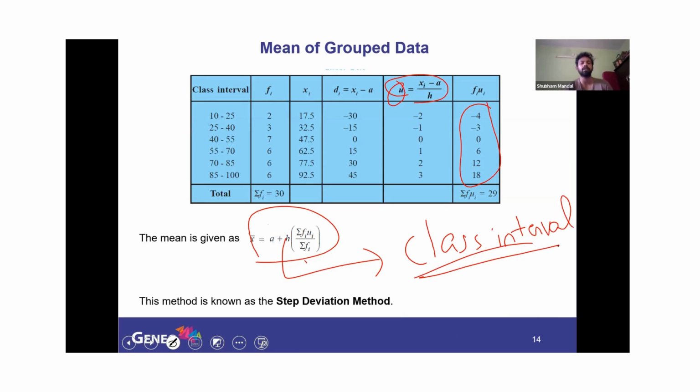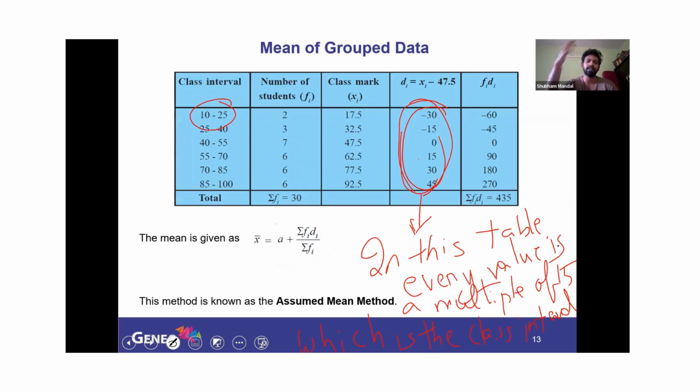So this is called the step deviation method. From the assumed mean method, you go one step ahead by dividing the di column, each of the values, by the class interval. You will get your step deviation method.